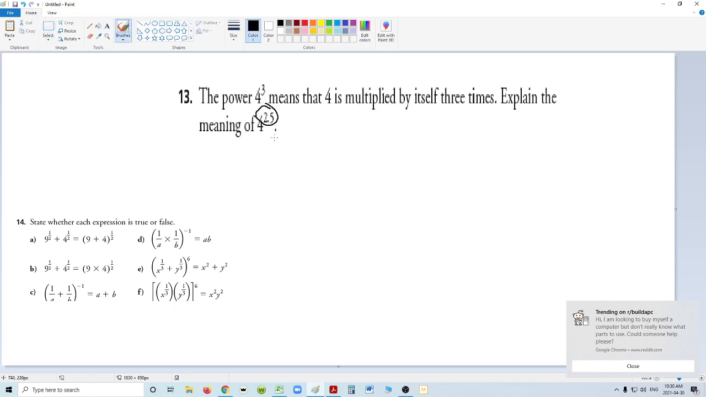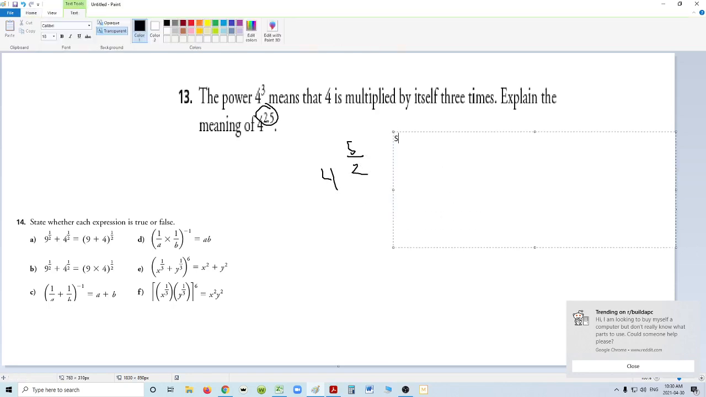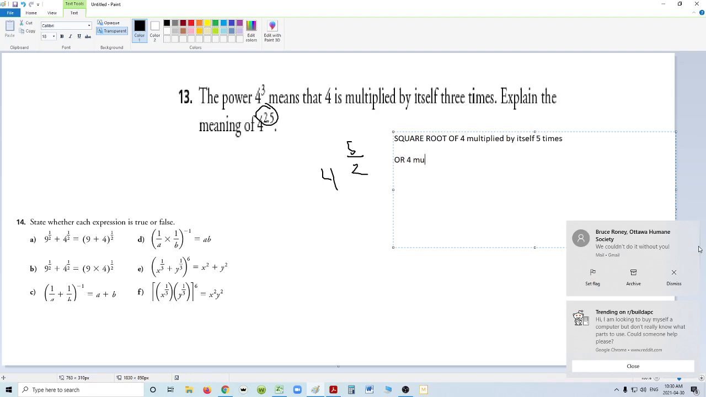Well, it doesn't mean 4 multiplied by itself 4 times. If we were to re-express that, that would be 5/2. So how we would write that in words is both two ways: square root of 4 multiplied by itself 5 times, or 4 multiplied by itself 5 times and square rooted. And that's how you would describe it in the similar terms that they ask for.